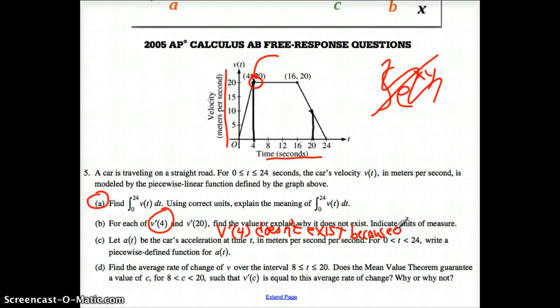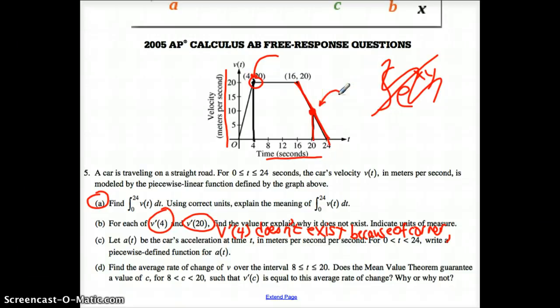Okay, and you're fine with that. If you really wanted to impress them, you'd say the limit of your derivative from the right as you approach 4 doesn't equal the limit from the left. But that sharp corner is a problem. Right here, I can find the derivative because it's the slope of the tangent line.